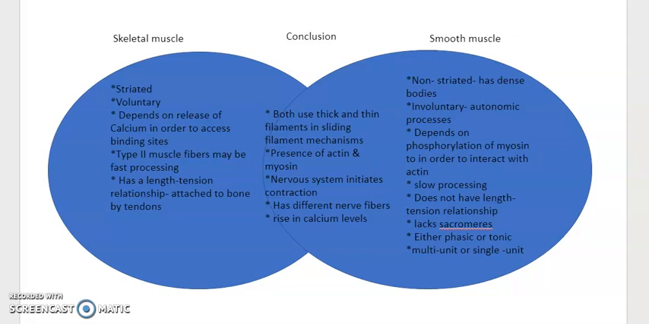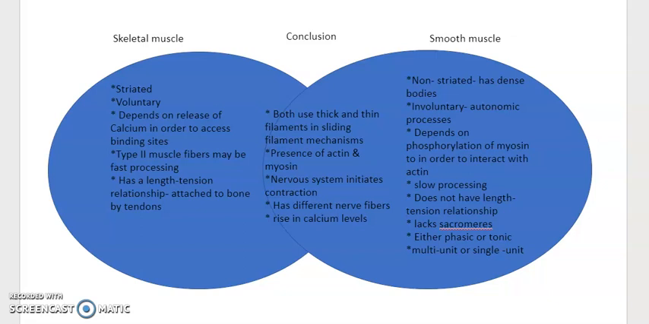So in conclusion, there is a large difference between our skeletal and smooth muscle tissue, and of course our cardiac as well. In our skeletal muscle, again, we know that it's striated. It's in our somatic nervous system or voluntary nervous system, acting on action potentials or depending on the release of calcium in order to access our actin binding sites. We know that our type 2 muscle fibers may be fast processing, whereas our type 1 is kind of slow processing.